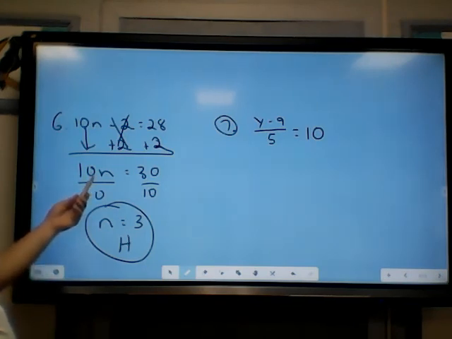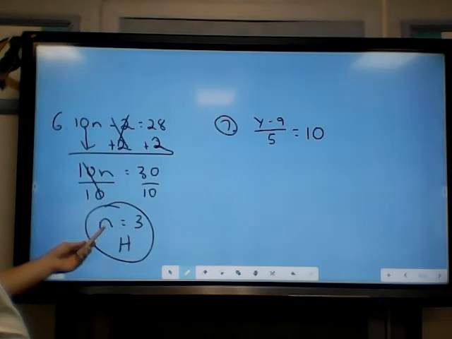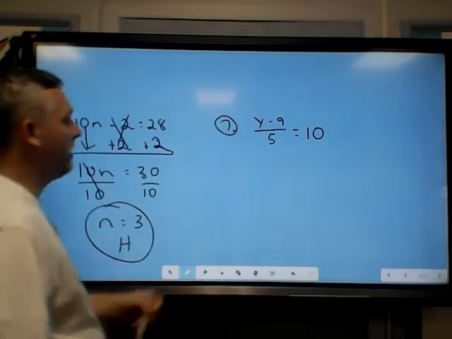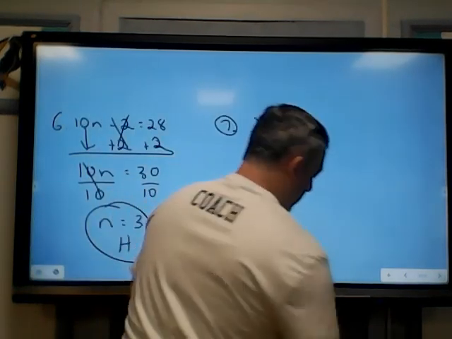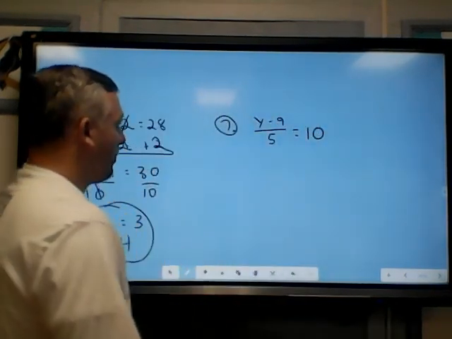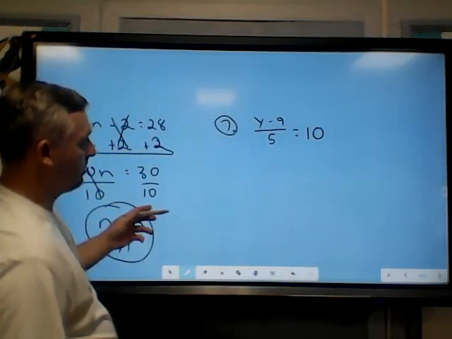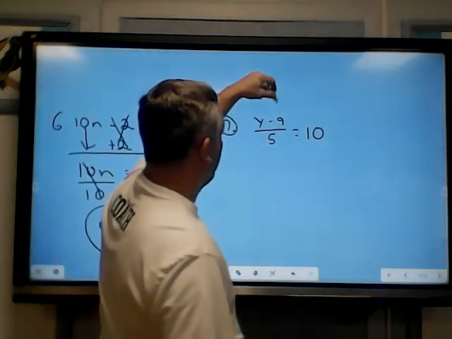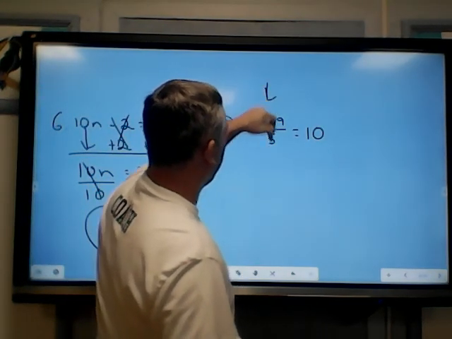Now, this is multiplication. Do the inverse or opposite of multiplication, which is division. So you divide by 10 on both sides. This goes away. So n equals 30 over 10, 3, answers H. Now, this is a tricky one, number 7, because you can't do a reverse order of operations with addition and subtraction first. This is a special one in which you have to get rid of your denominator first.